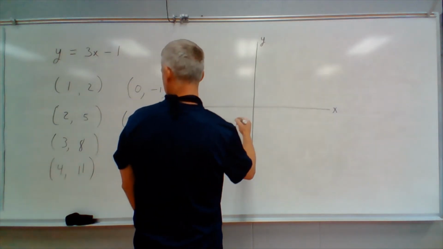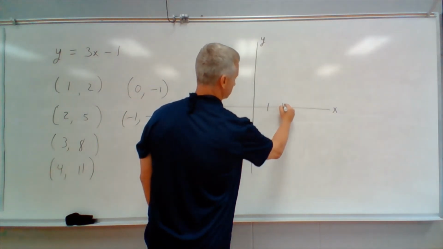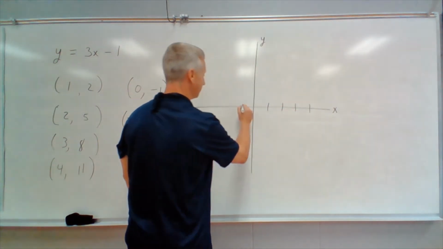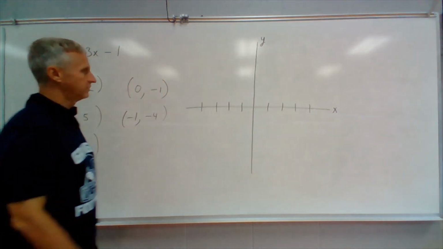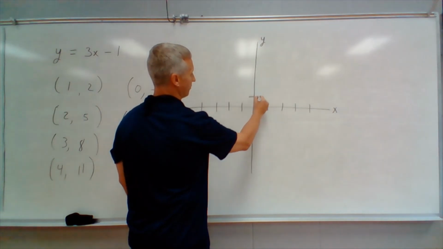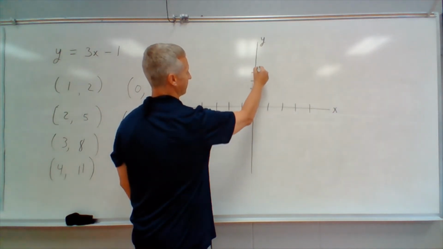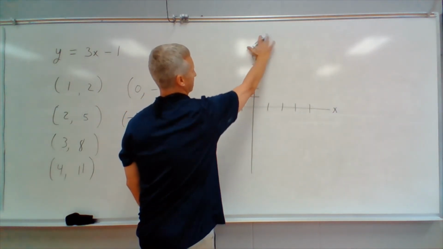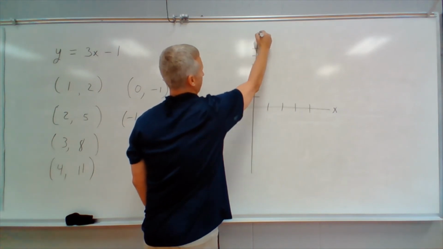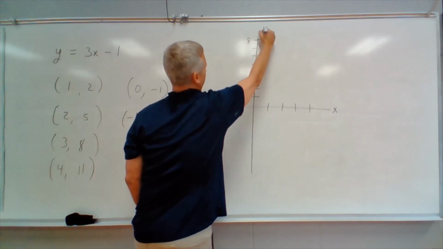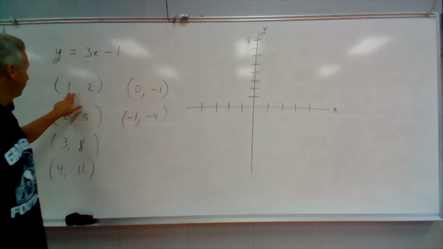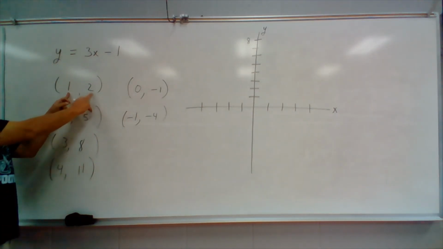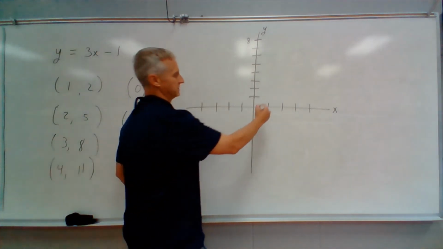4, 5, 1, 2, 3, 4, 6, 7, 8. All right, so let's make a graph of these solutions. My first one, my x is 1, my y is 2. So 1, 2. I've got 2, 5. 2 and 1, 2, 3, 4, 5.